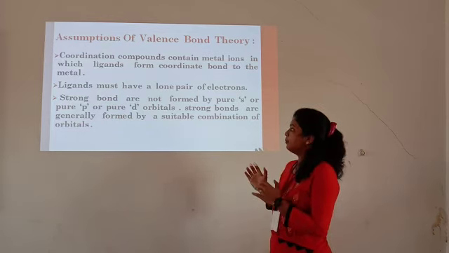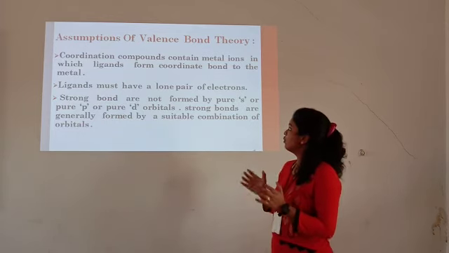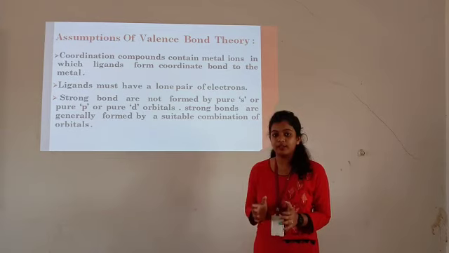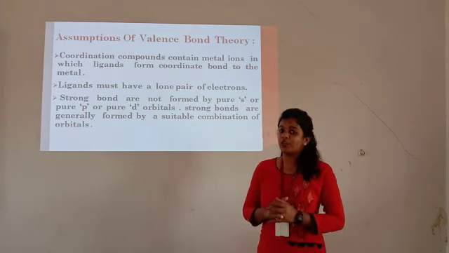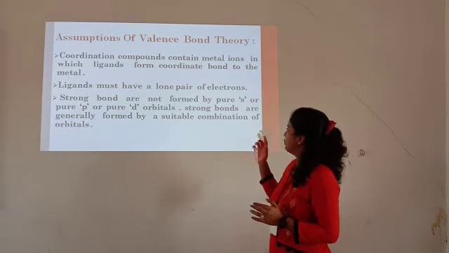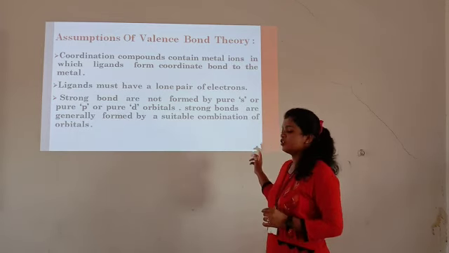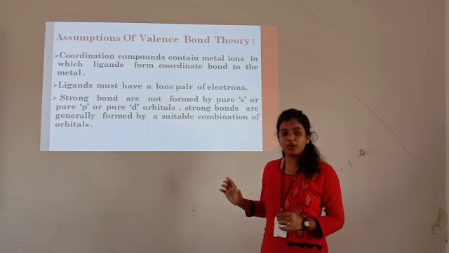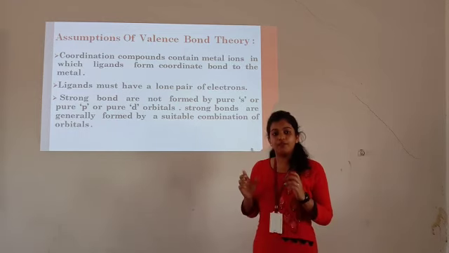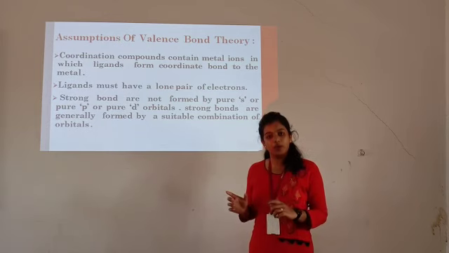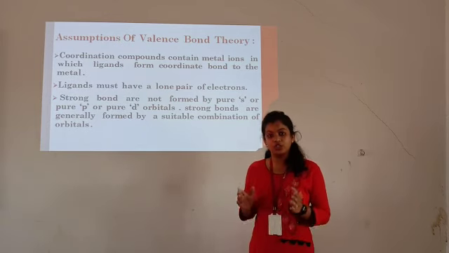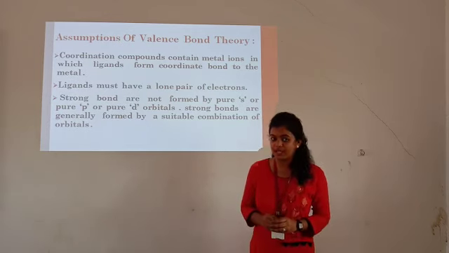Coordination compounds contain a metal ion in which ligands form a coordinate bond to the metal. Ligands must have a lone pair of electrons. Strong bonds are not formed by pure s, pure p and pure d orbitals. Strong bonds are generally formed by suitable combinations of orbitals. For example, one s and three p orbitals form four sp3 equivalent orbitals with equal energy. This shows the sp3 hybridization.